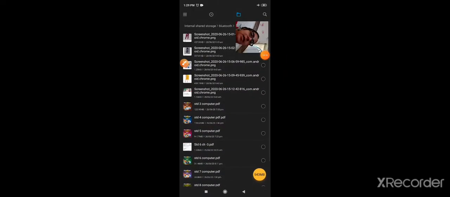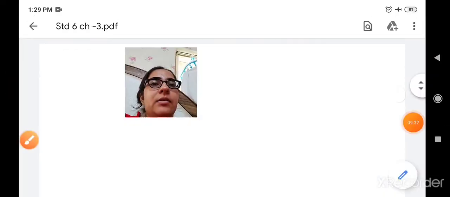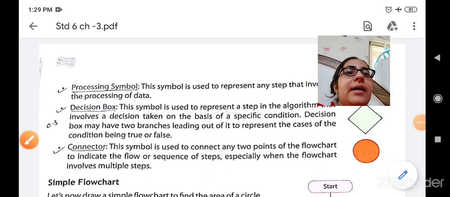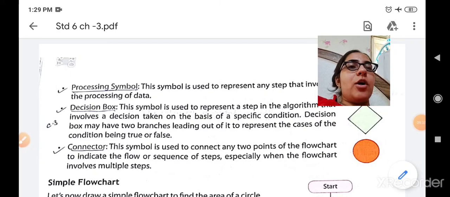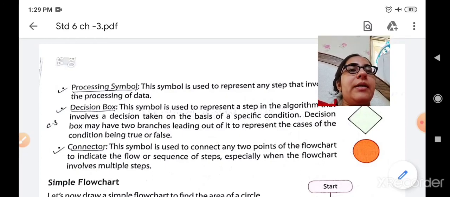Now the last standard symbol is, students wait 1 minute, the last standard symbol is the connector. This symbol is used to connect any 2 points of the flowchart to indicate the flow or sequence of steps, especially when the flowchart involves multiple steps.